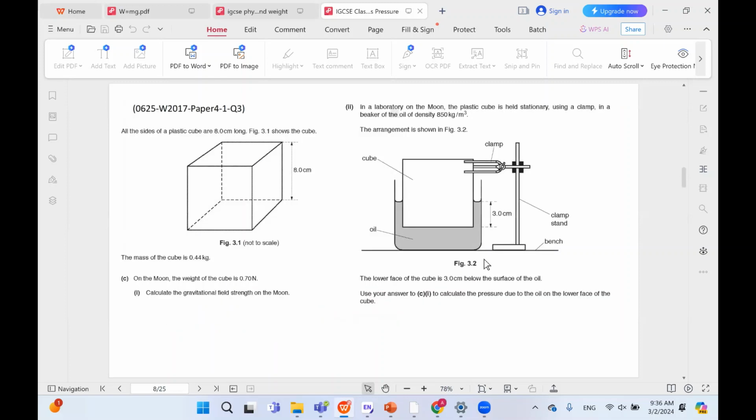All the sides of a plastic cube are 8 centimeters long. Figure 3.1 shows the cube. The mass is 0.44. On the moon, the weight of the cube is 0.7. Calculate the gravitational field strength.